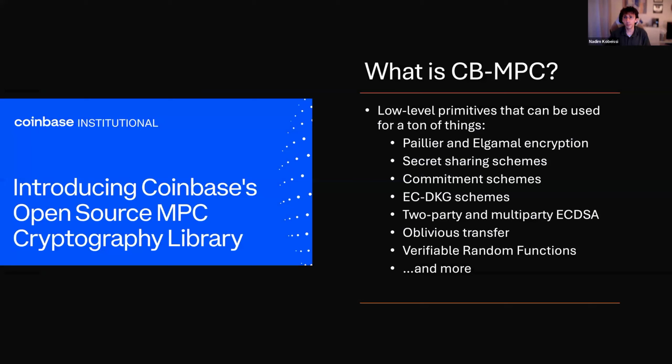So what is the Coinbase multi-party computation library? It's a bunch of low-level primitives that can be used for a ton of things. So Paillier is an additively homomorphic threshold encryption scheme. Additively homomorphic means that if you have two ciphertexts and you add them together, and then you decrypt them later, you get the same sum as if you had added the two plaintexts together. So that can be interesting in use cases such as cryptocurrency, but also the medical sector or any sector where you want to do operations on encrypted data without decrypting it.